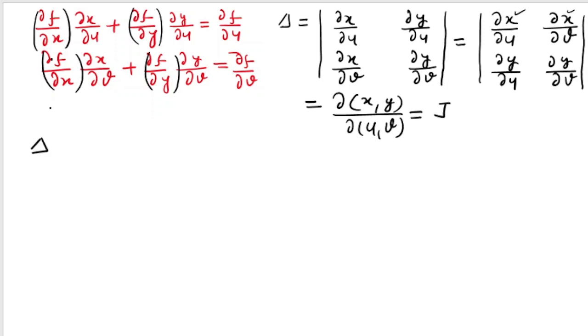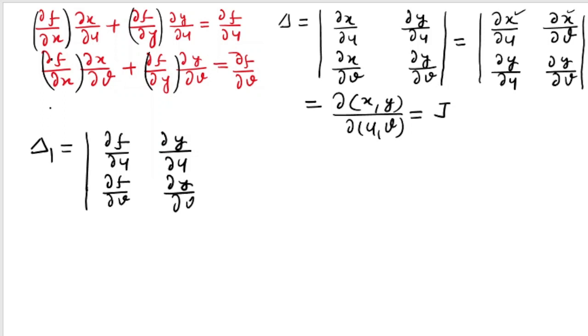Now I am writing delta 1. So how will you write delta 1? Your first column here is replaced by the right hand side. So what is the right hand side? Right hand side is del f by del u and del f by del v, and the second column remains the same, that is del y by del u and del y by del v.